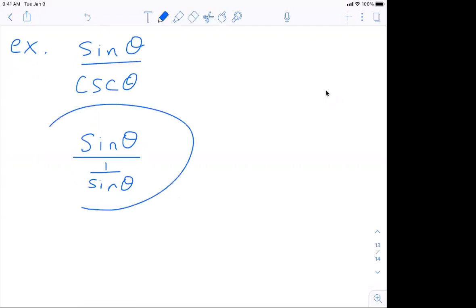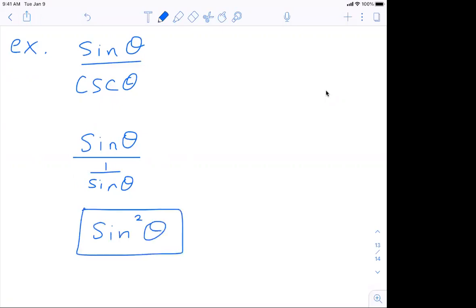All right, so I wrote the bottom as 1 over sine theta. So now when I take the bottom and flip it over and multiply it by the top, I get sine theta times sine theta, which is sine squared theta. So I have condensed it into a single term.